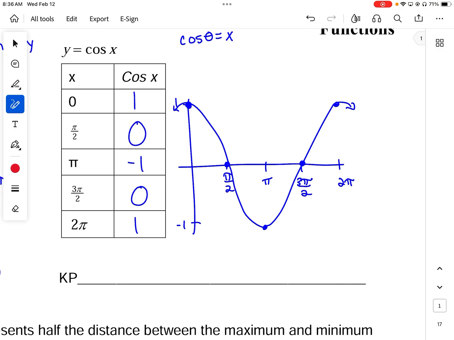Okay, so let's represent the period and amplitude. So period would be from the very beginning to the end of one cycle. So here the period is 2 pi.